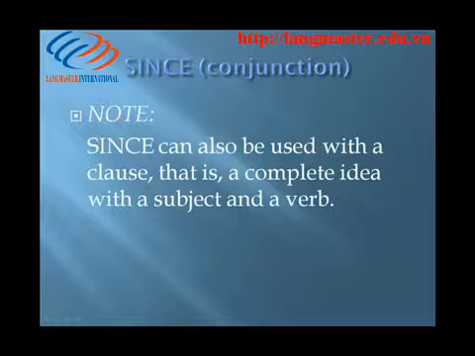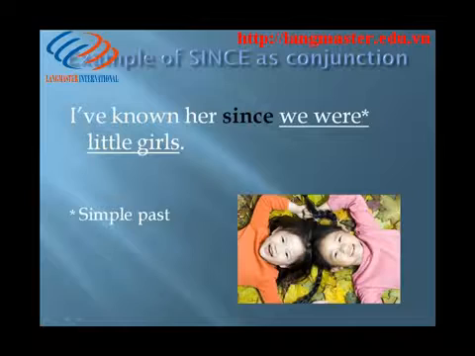Let's talk about since as a conjunction. Since can also be used with a clause, that is, a complete idea with a subject and a verb. Here's an example. I've known her since we were little girls. The clause is we were little girls. Note that in the clause we use the simple past tense to mark the start of that time period.